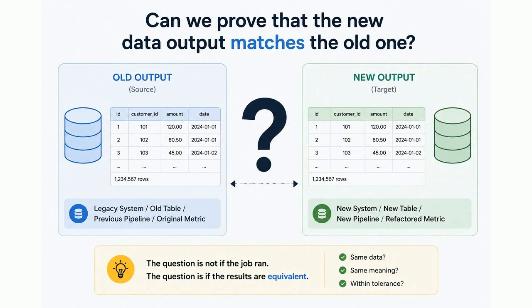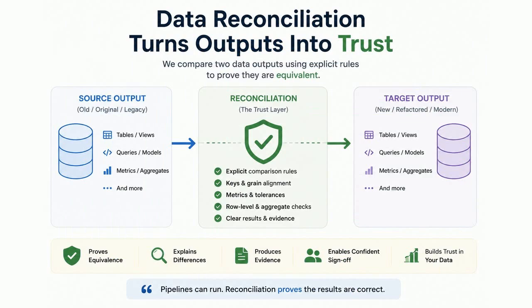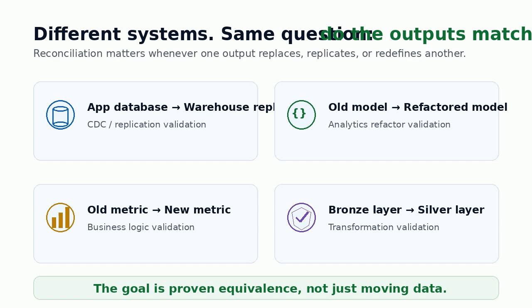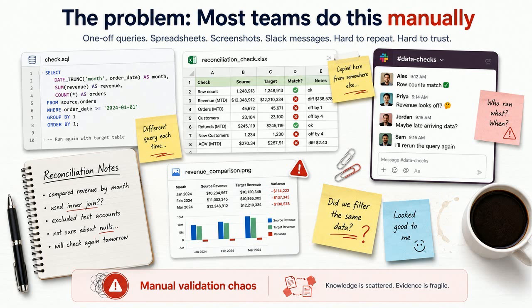To solve this mystery, we rely on data reconciliation. Now, at its core, this is just the process of comparing a source output and a target output to prove they're equivalent. Think comparing an app database directly to a warehouse replica, or an old dbt model to a freshly refactored one. The goal is always the same, proving they match. But that brings us to the first big hurdle, the problem with manual checks, or what we call the illusion of looks good to me.